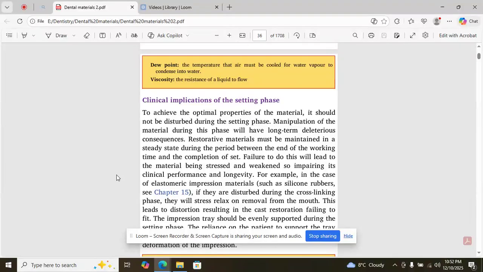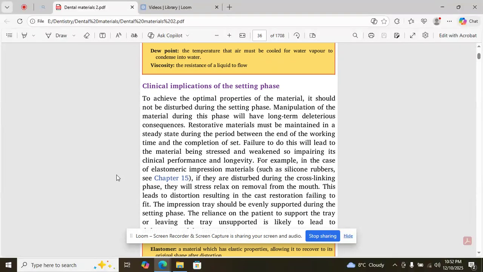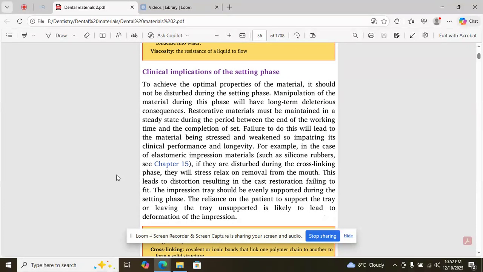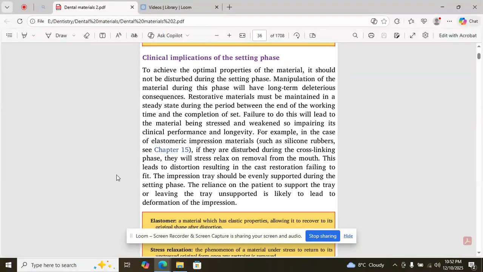The impression tray should be evenly supported during the setting phase. The reliance on the patient to support the tray or leaving the tray unsupported is likely to lead to deformation of the impression.